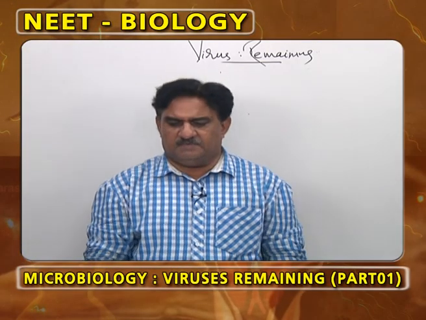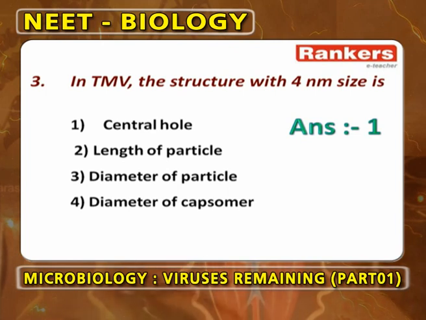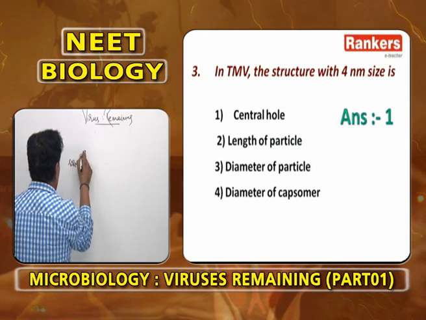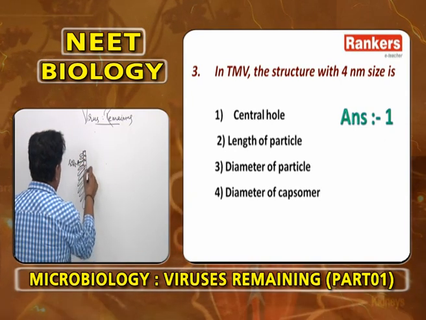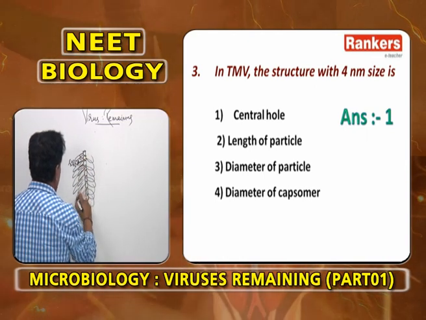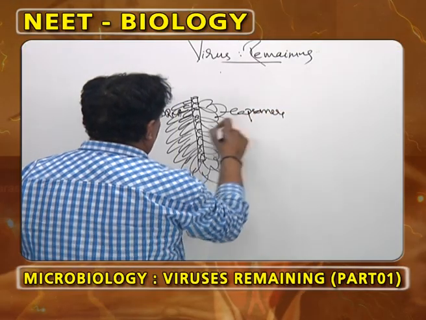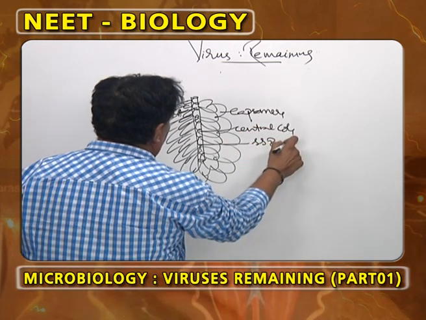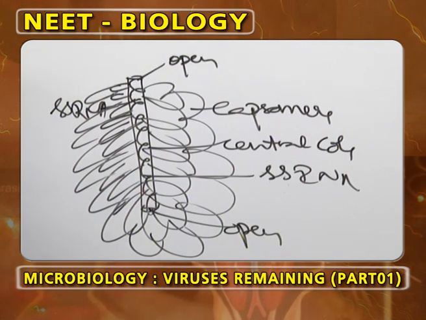In TMV, the structure with 4 nanometer size is. The central core includes single stranded RNA. Around this single stranded RNA, capsomeres are arranged in the form of a spiral staircase. These are capsomeres, this is the central core, and within the central core you will find single stranded RNA. The speciality of the central core is that it is open on both sides. It is a rod shaped virus.